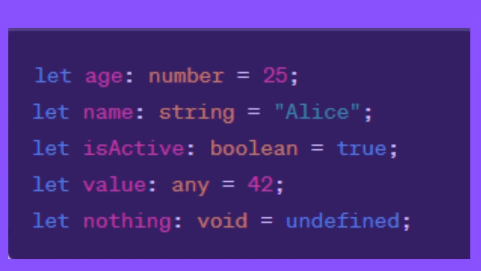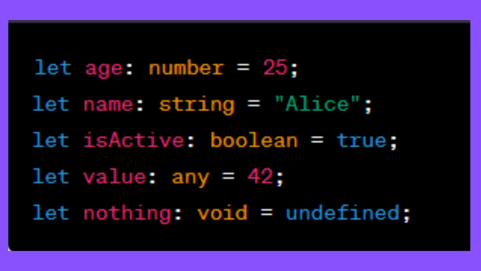Example: let age: number = 25. Let name: string = "Alice". Let isActive: boolean = true. Let value: any = 42. Let nothing: void = undefined.